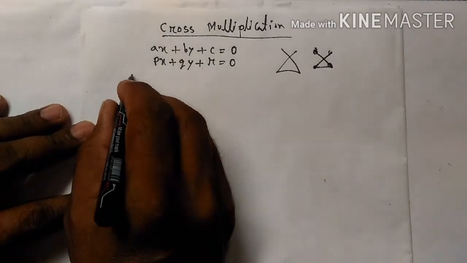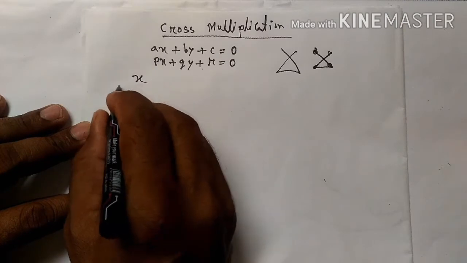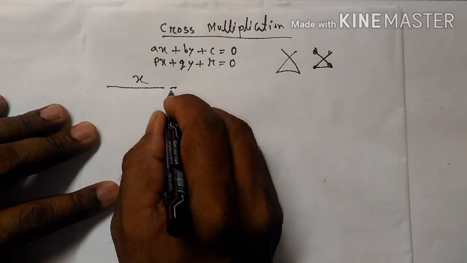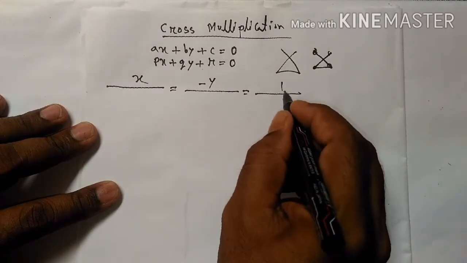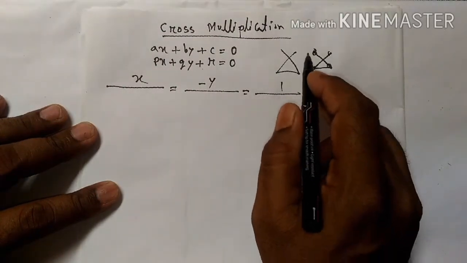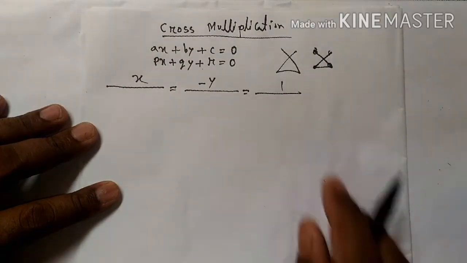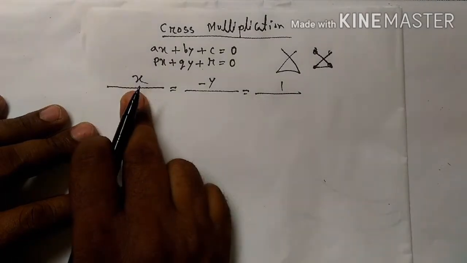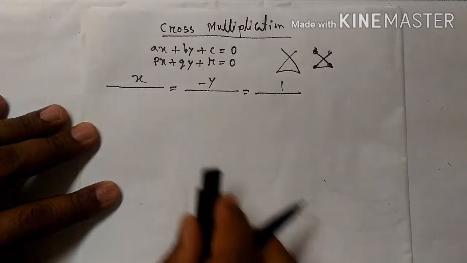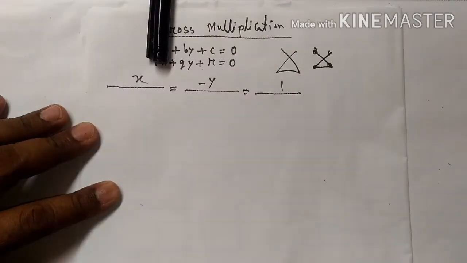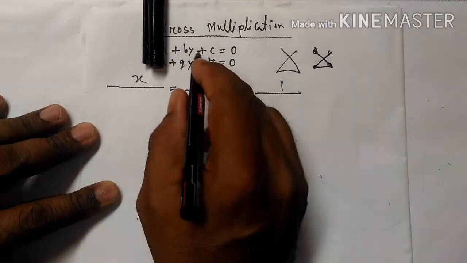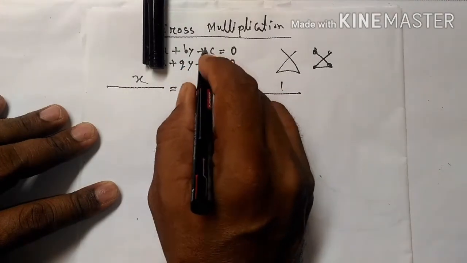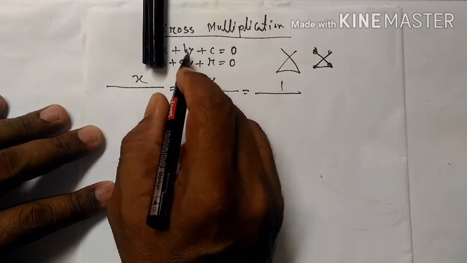So you have to write it this way: x by something equal to minus y by something equal to 1 by something. You just use this symbol. At first, in case of x, you have to remove the x column and use the coefficients of the remaining. Suppose the cross is this way, so you have to use this one and this one.